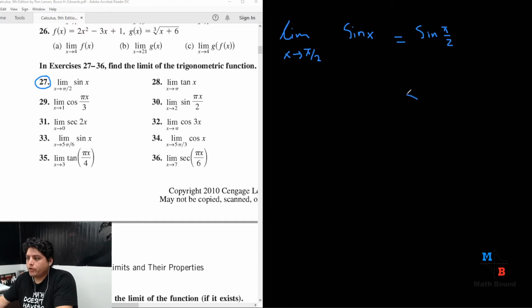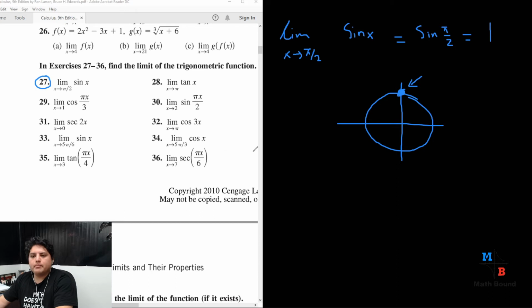If you remember your unit circle, by the way, if you're in calculus, you should know your unit circle frontwards, backwards, sideways. Pi over 2 is the point over here, the point (0, 1). Sine refers to your y distance, therefore this is equal to 1.